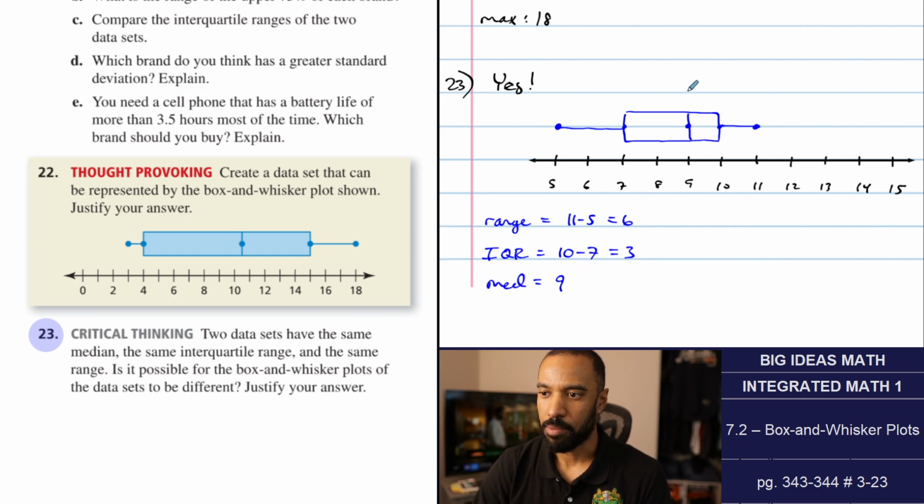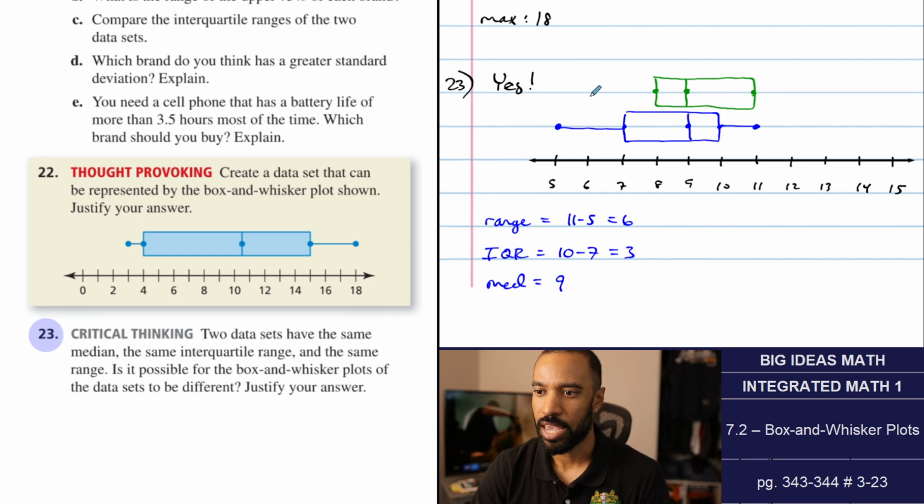Let's do another one. I'll do it in green. I need the same median. I need the same IQR, but they can be different. So I can go, say, from 8 to 11 instead of that. Now, these things don't have to have the same min and max. They have to have the same range, though. So regarding this range, it still needs to be 6. Let's say that this one starts here and ends at 12. That still has 12 minus 6, which is 6.